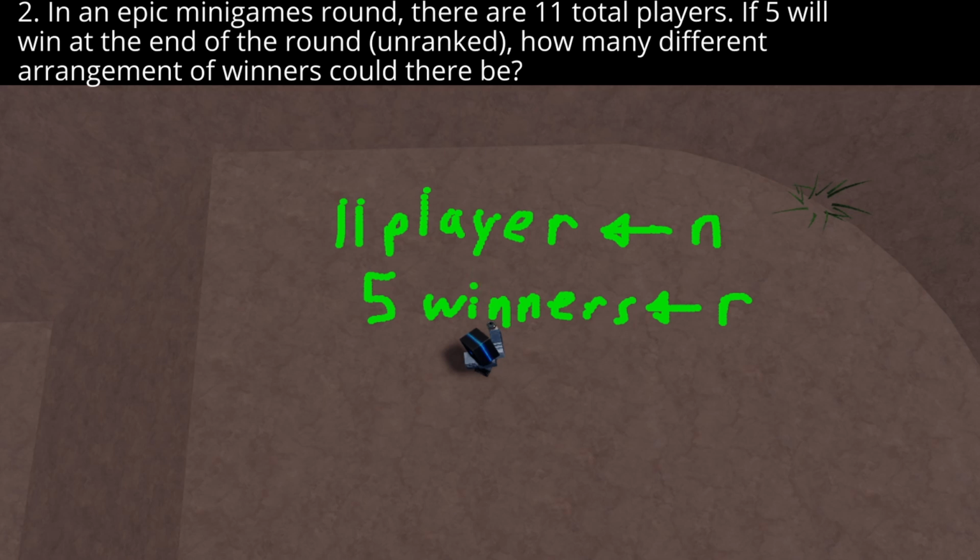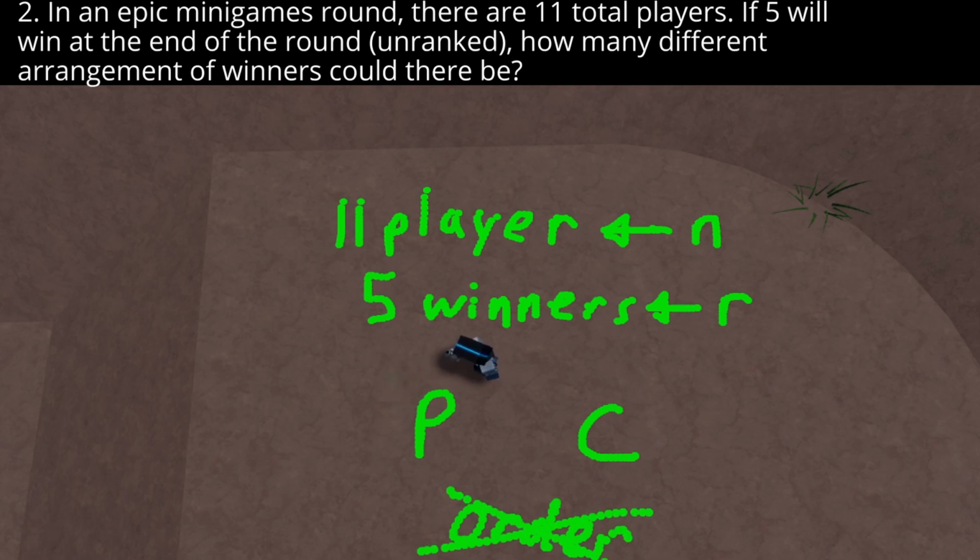Now the most important question is: is this a permutation problem or a combination problem? Well, notice that they said that there are 5 winners and they're unranked. In other words, there's no first, second, third, fourth, or fifth place. You either win or you don't. Therefore, order does not matter. And order does not matter means you use a combination.